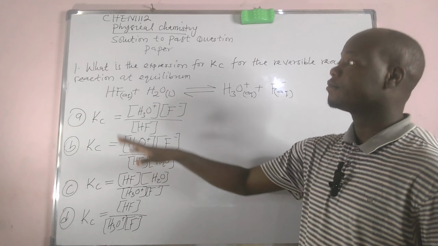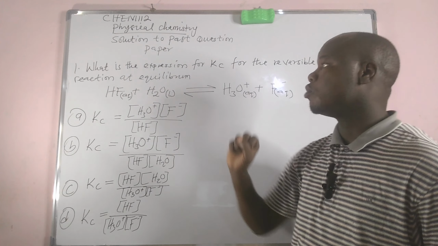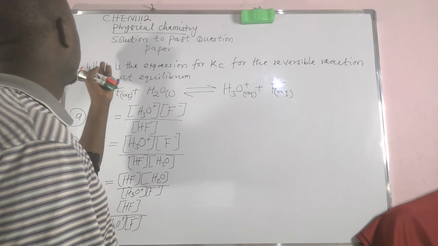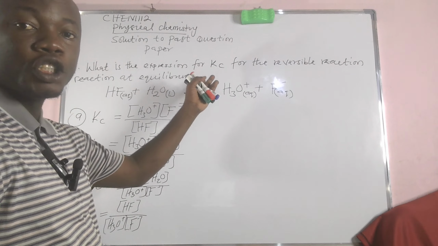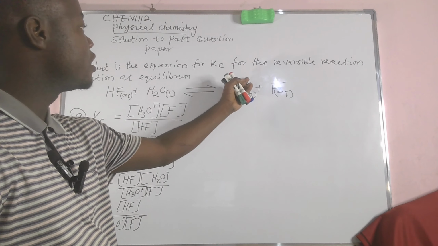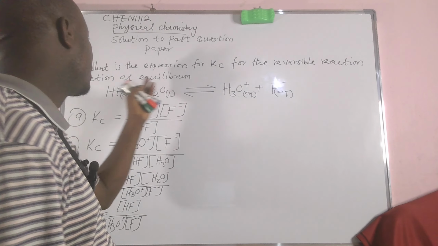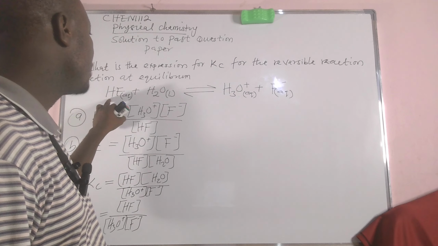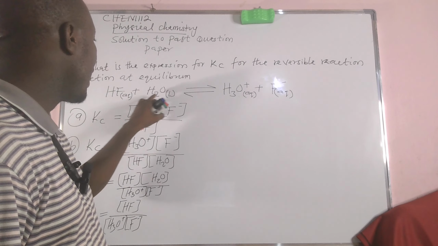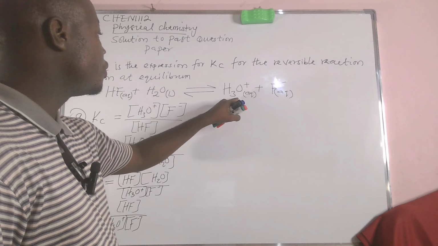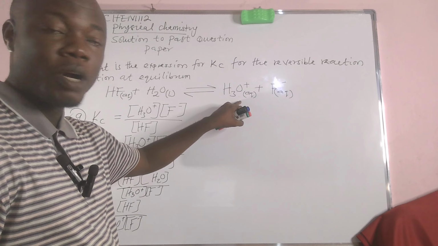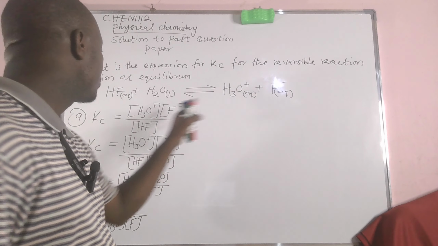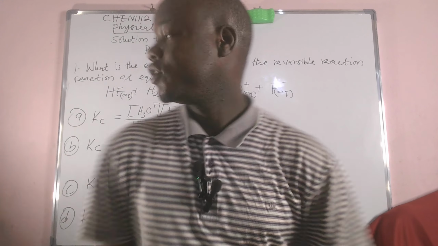So now, the first question that we are going to look at says, what is the expression for Kc for the reversible reaction at equilibrium? And we have the equation here where hydrogen fluoride reacts with water to produce hydroxonium ion plus fluoride ion. And we have the following options.